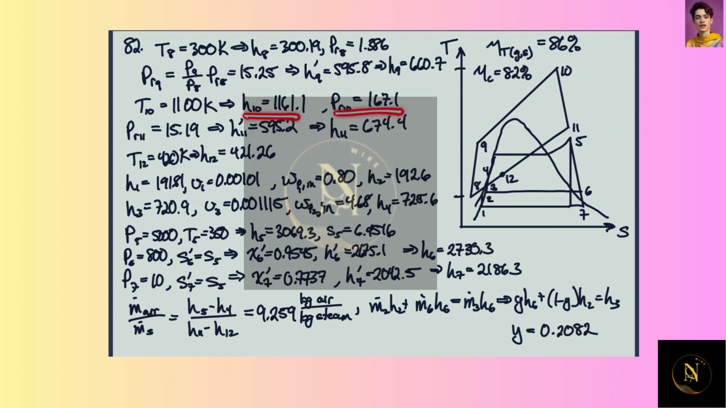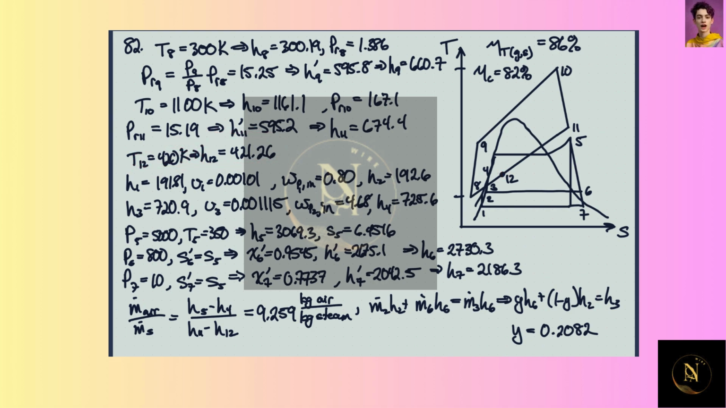At 10, we have 1100 Kelvin, so we can get the enthalpy, and we can get the reduced pressure. And then we know the compression ratio is 11, so we divide this by 11, so we get the reduced pressure at 11 coming out of the turbine. That allows us to find the isentropic enthalpy at 11, and using the efficiency of the turbine, we can get the actual enthalpy at 11. So now at 12, after it comes out of the heat exchanger, we know the temperature, so we can get the enthalpy there.